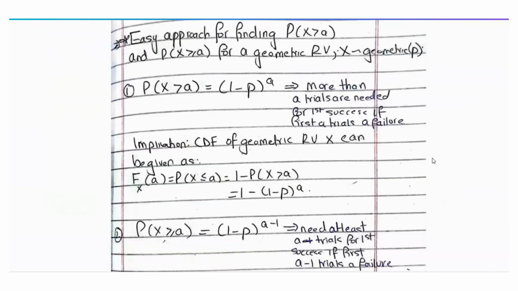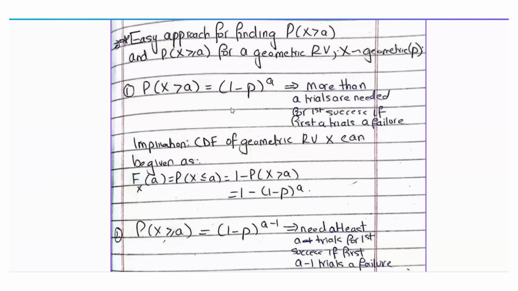Now, we have a very easy approach for finding probability x is greater than a and x is greater than or equal to a for a geometric random variable x with parameter p. So if I want to find probability x is greater than a, what does x is greater than a mean? That you need more than a trials for the first success. Because remember, the geometric random variable x is defined as number of trials until first success. So probability x is greater than a means that you need more than a trials for first success. Now this will be needed if first a trials were a failure.